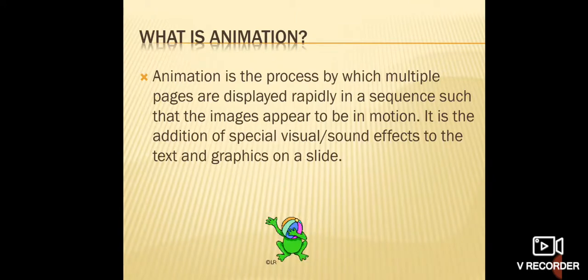The next topic is, what is animation? Animation means what? A picture having some movement. It's not a still picture. A picture with movement is called animation. So let's read. Animation is a process by which multiple pages are displayed rapidly in a sequence such that the image appears to be in motion. It is the addition of special visual and sound effects to the text and graphics on the slide.